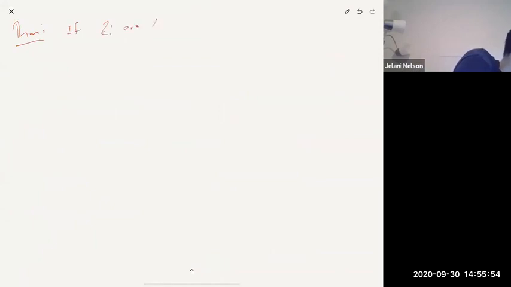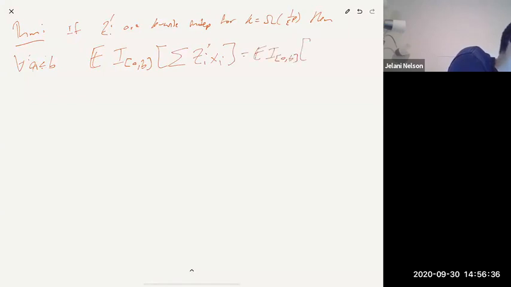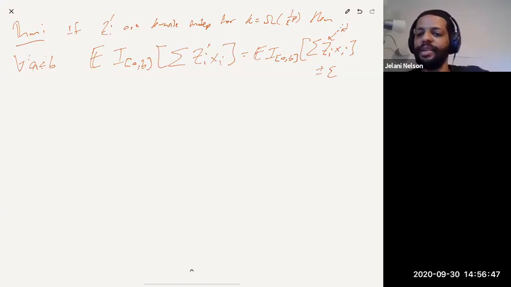if the zi are k-wise independent for k being at least like 1 over epsilon to the p, then for all intervals, let's say intervals ab, if you look at the expectation of the indicator function of ab, let's say zi primes are k-wise independent, and you look at the sum of zi prime xi, this is equal to the expectation of the indicator AB of the sum of the zi xi up to an additive epsilon term, where these are actually IID. So this is a theorem about like the approximate p-stability.